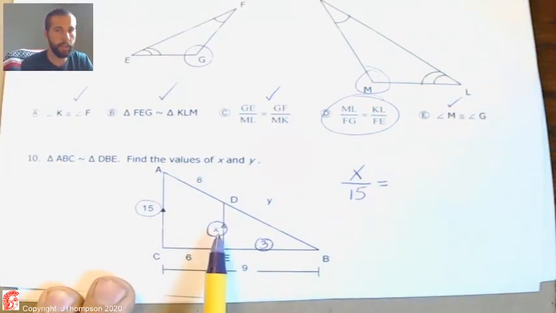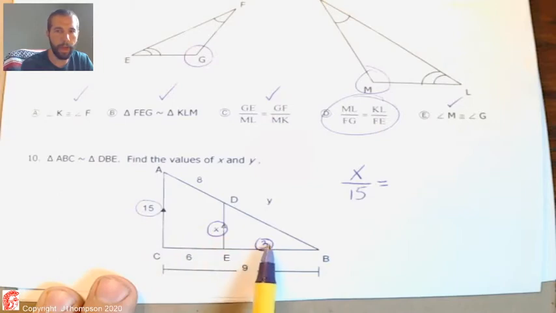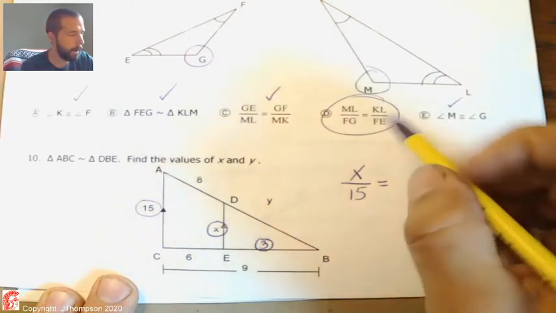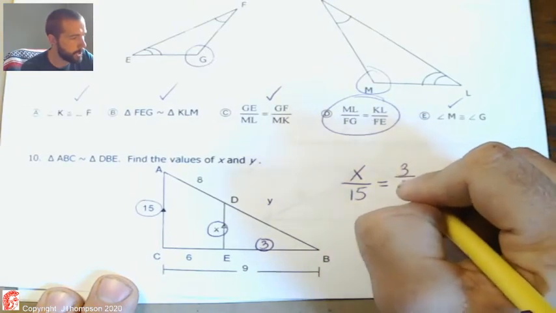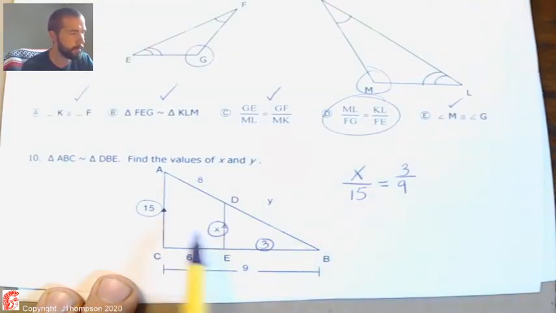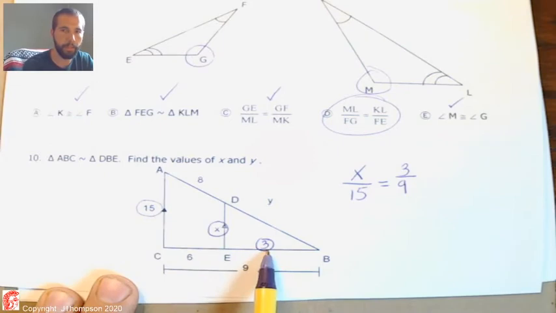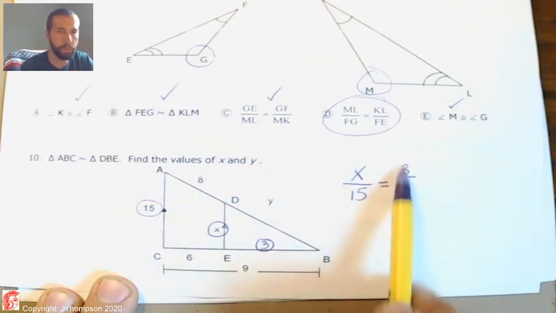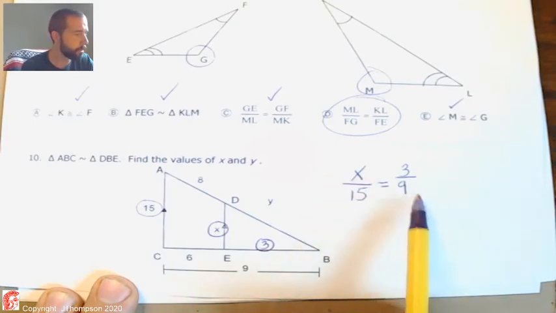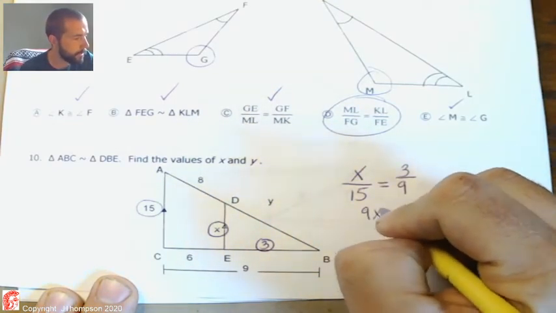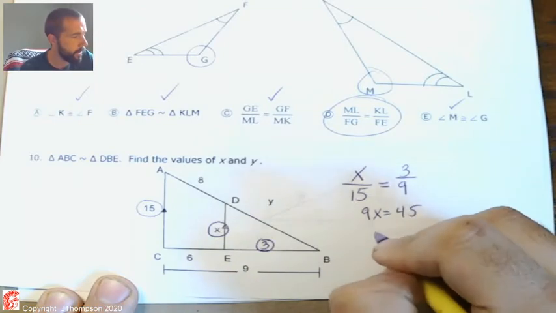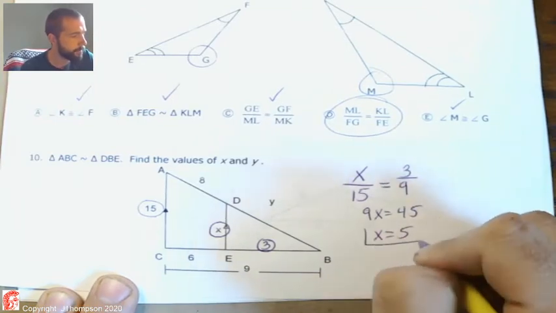Since I did the left side of the small over the left side of the big, now I'm going to do the bottom of the small over the bottom of the big. So that would be 3 over 9. Be careful with that. Make sure you're matching up corresponding parts. Left side of small over left side of big, bottom of small over bottom of big, which is the whole number. We can reduce 3 over 9 to 1/3, or just cross multiply, and you get 9x equals 45, and then divide by 9, and you get x is 5.